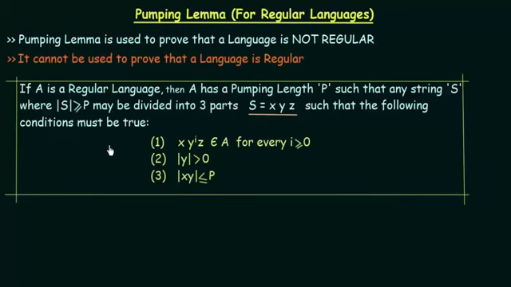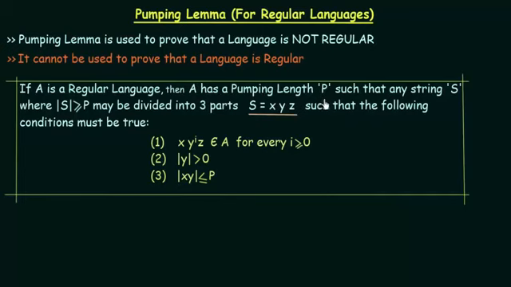Here is the statement of the pumping lemma. It says that if A is a regular language, then A has a pumping length P such that any string S where the length of S is greater than or equal to P may be divided into three parts, S equal to XYZ, such that the following conditions must be true. Let's try to understand this statement before we come to the conditions. Suppose we have a language A and we assume that it is a regular language. Then A must have a pumping length P.